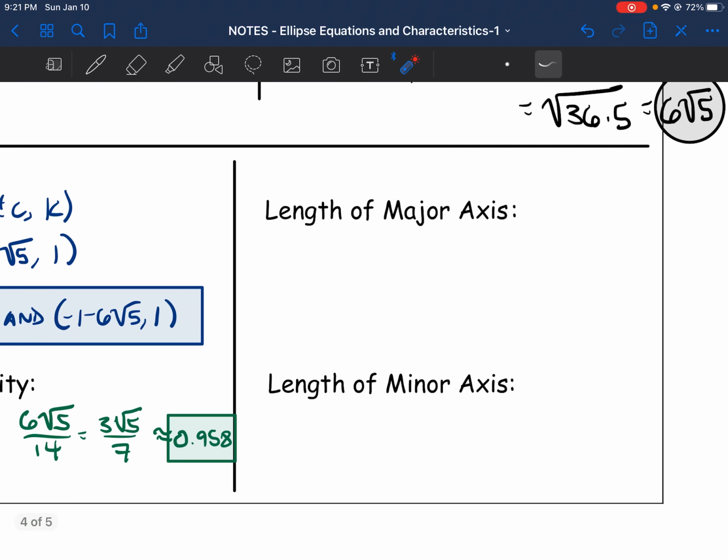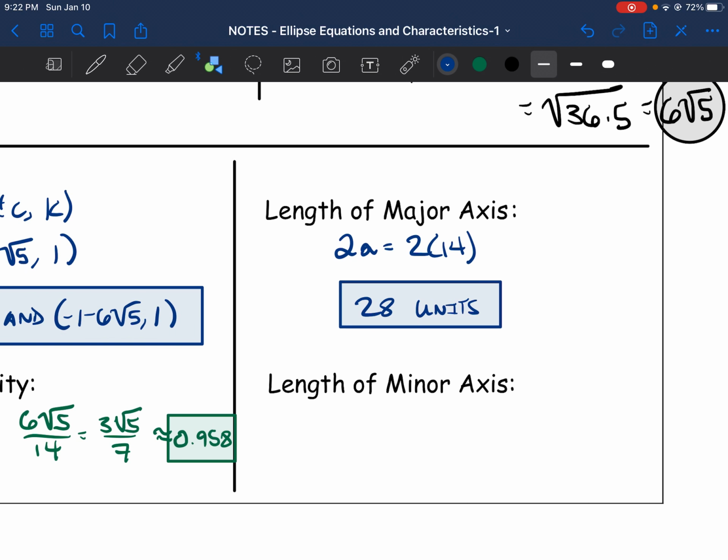All right, then lastly, length of the major axis and length of the minor axis. Length of the major axis, since this is a horizontal ellipse, is 2 times A. A we found to be 14, so 2 times 14, which is 28 units. Length of the minor axis is 2 times B. B we found to be 4, so 2 times 4, which is 8 units.